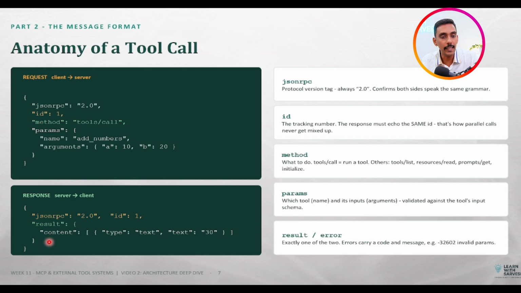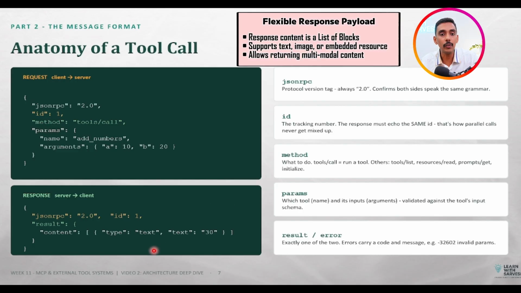Now look at this response. Same ID, that's 1, so the circle is closed now. And inside result, look carefully at the shape. The content is a list of blocks and each block has a type. Here is one text block containing 30. So why a list?